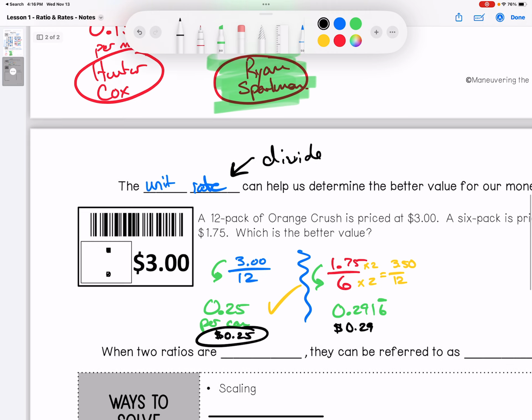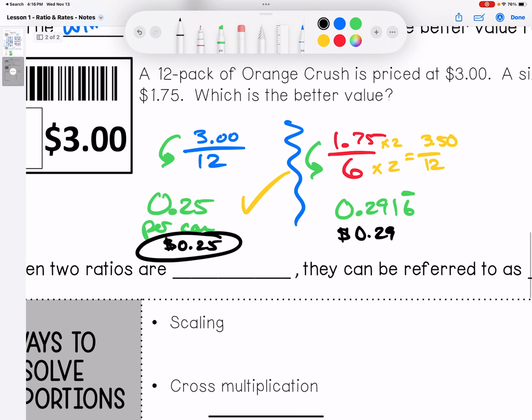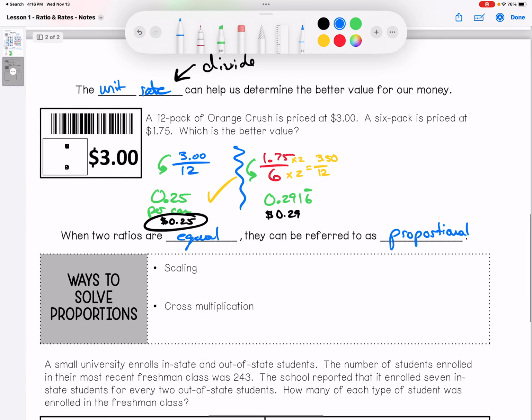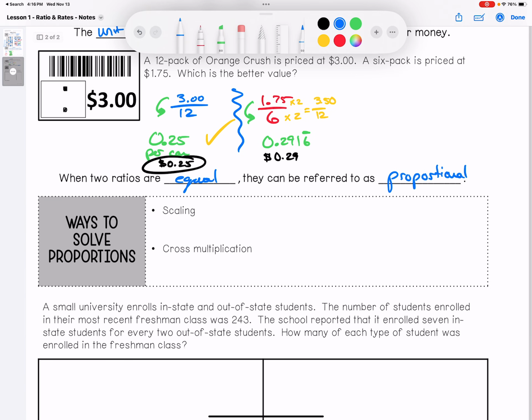All right. When two ratios are equal, they can be referred to as proportional. Ways to solve proportions: scaling and cross multiplication. So let's talk about that.